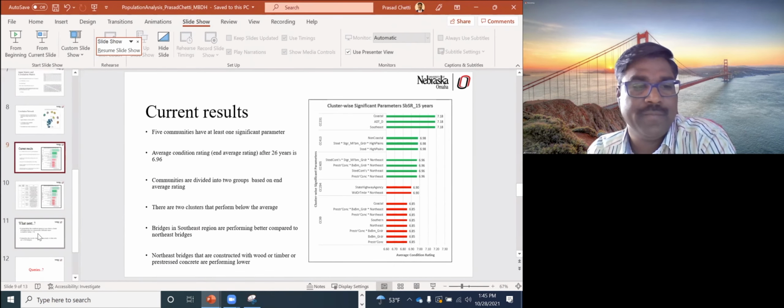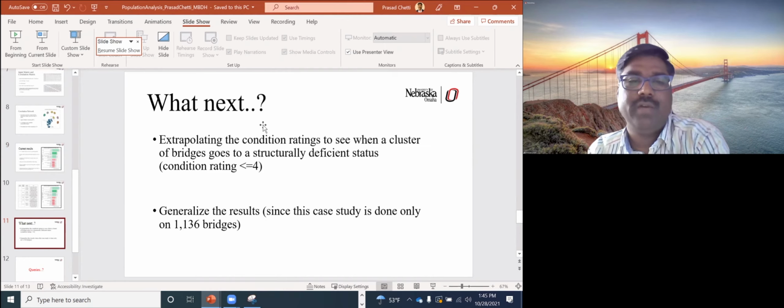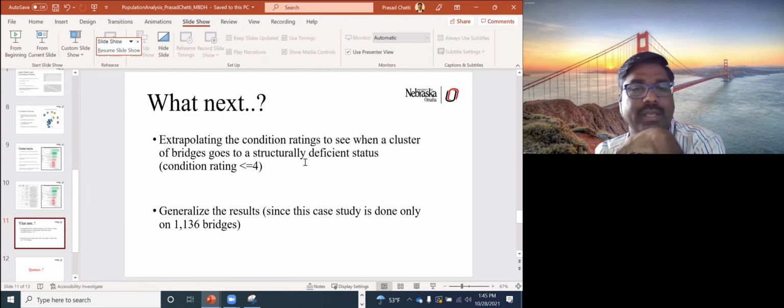Anyways, what we are trying to do next is extrapolate the condition ratings of these clusters of bridges to see when a cluster of bridges goes to a structurally deficient status. That means a rating less than or equal to 4.